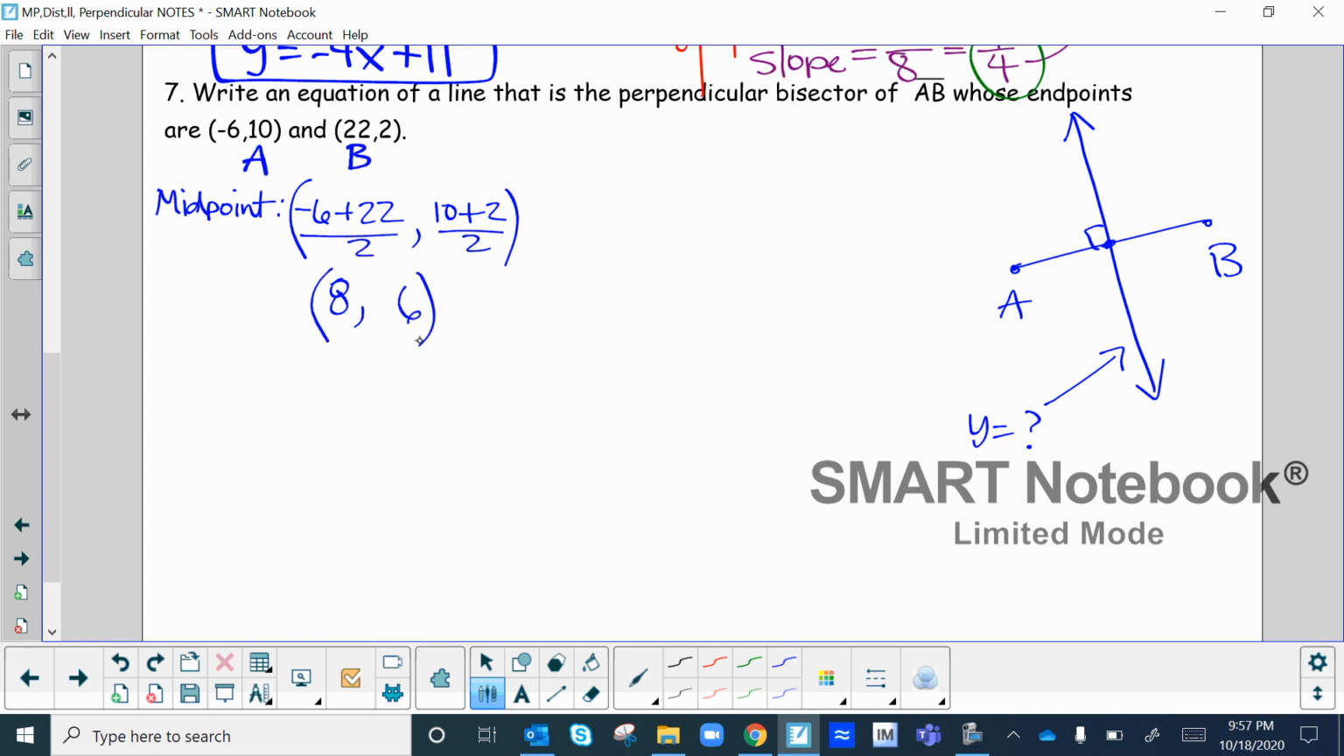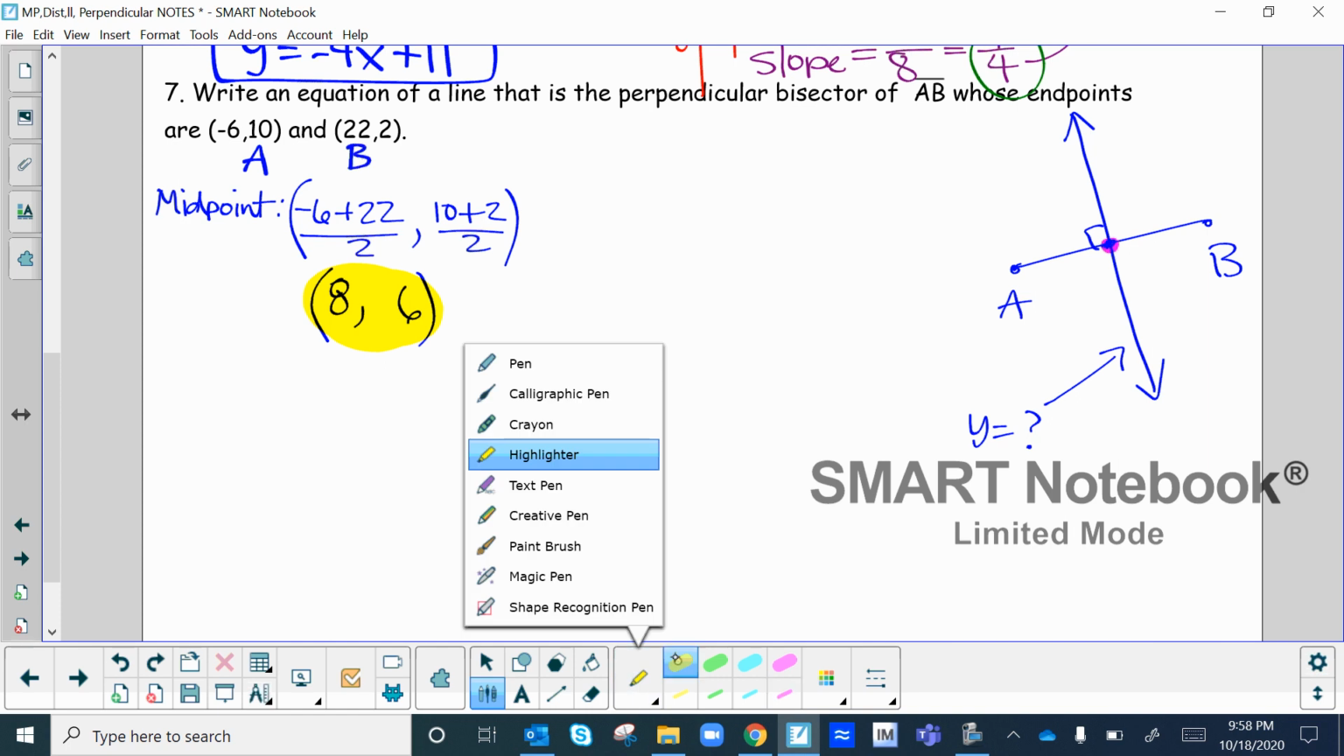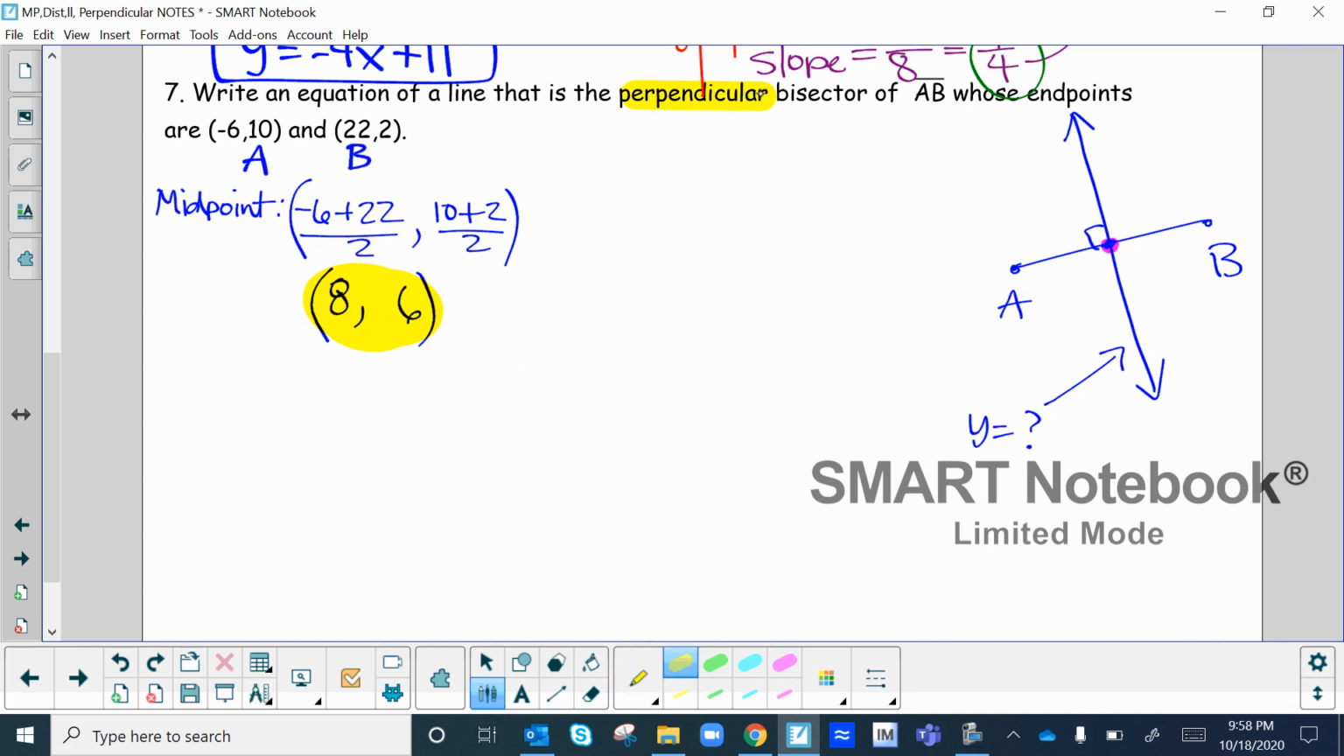So this is my midpoint. Let me highlight that. It's good to get a highlighter, y'all, so that way you highlight the important points that we need. This is the point that it's going to go through, which is right over here. I just highlighted in pink. So that's (8, 6). Now we need to know the slope of AB because then we need to do the opposite reciprocal, because we have perpendicular. We have to do the opposite reciprocal of that. So how do I find the slope of AB?